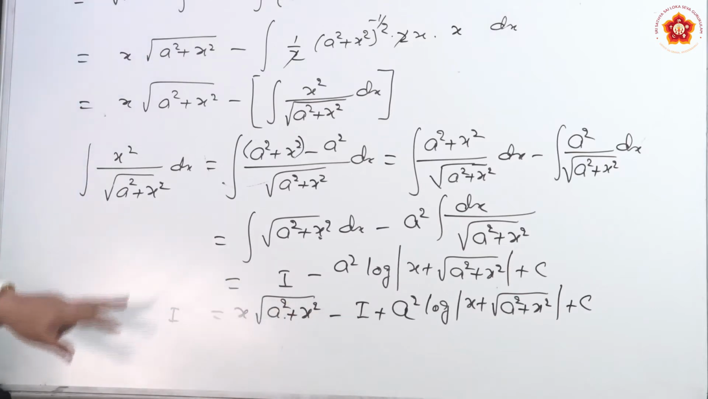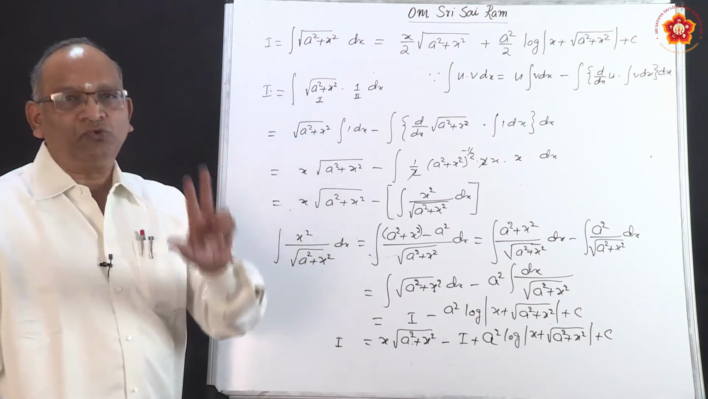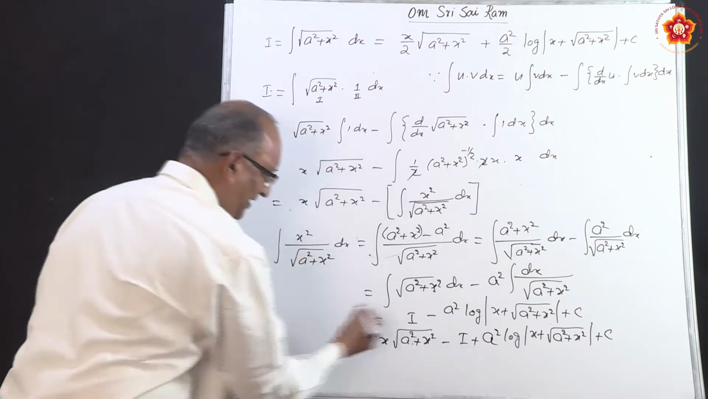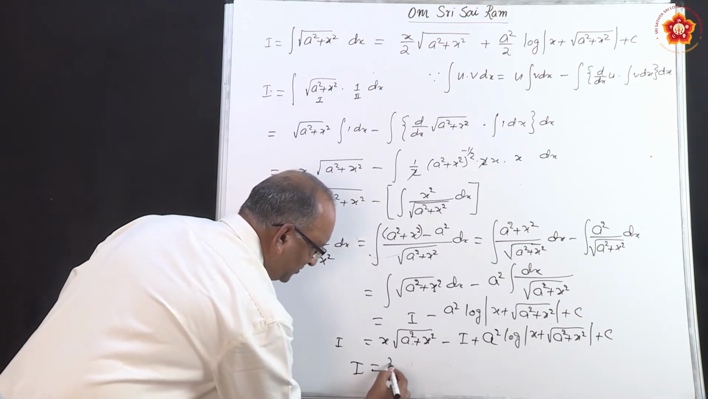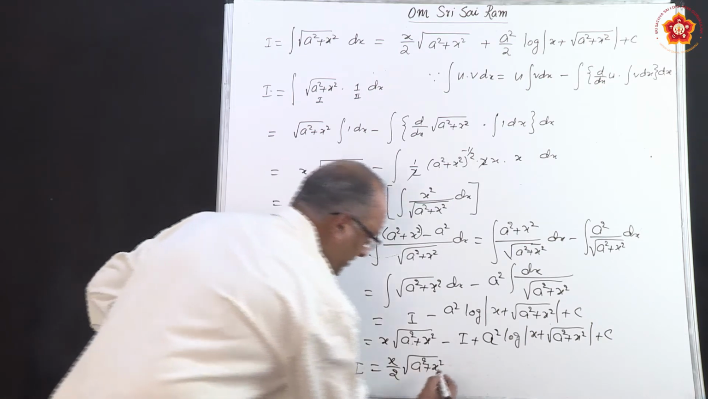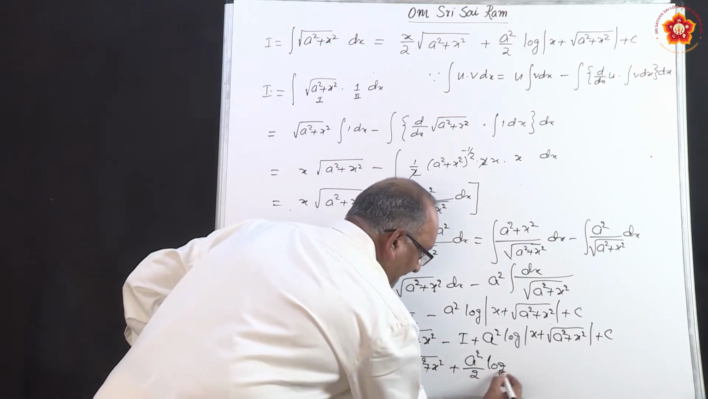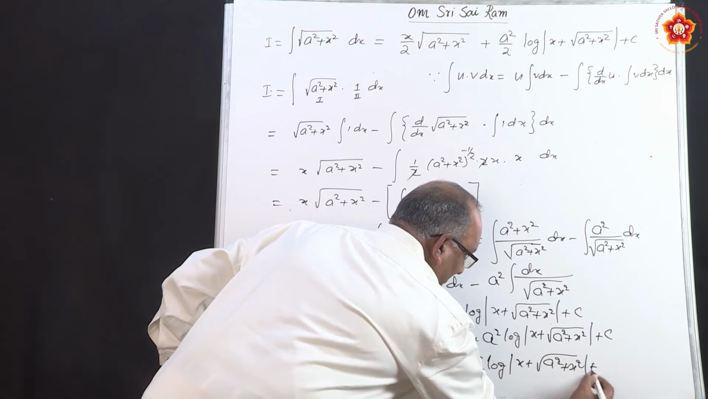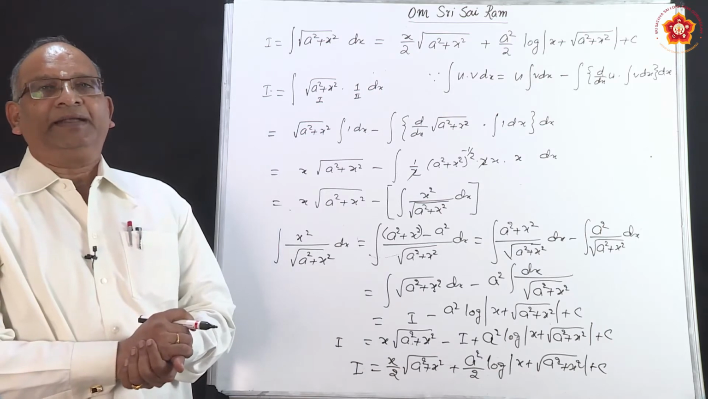Get that minus I to this side. Already the left hand side is I, the required integral. So, minus I plus I will become 2I. Our requirement is I. So, divide with 2. Minus I, when it comes, this will become 2I. Divide the whole thing with 2. You will get the formula I equal to x by 2 under root of a square plus x square plus a square by 2 log of x plus under root of a square plus x square, plus c. This is the formula, and this is the procedure of deriving it.